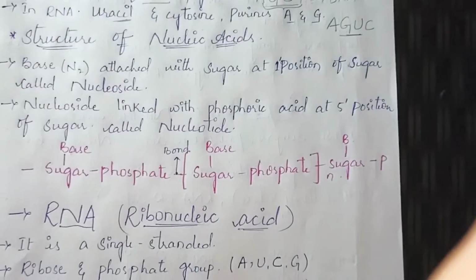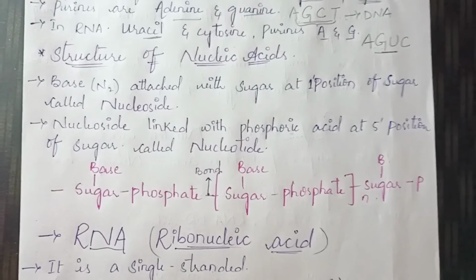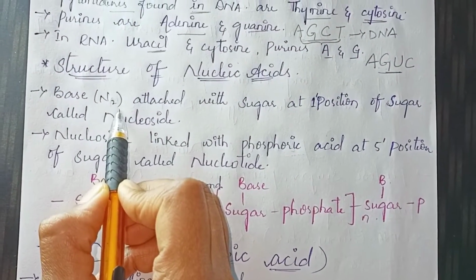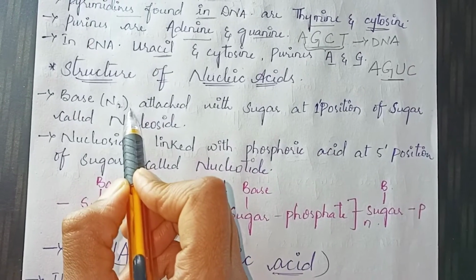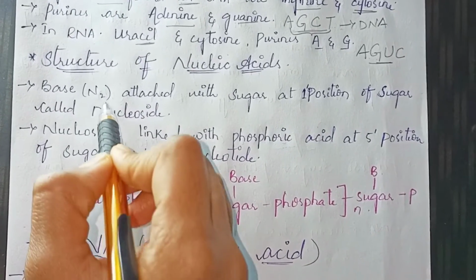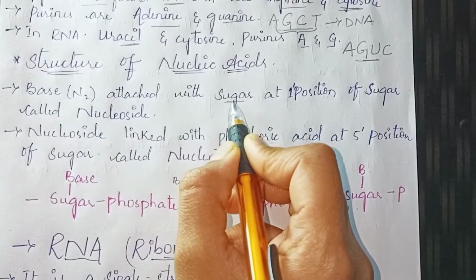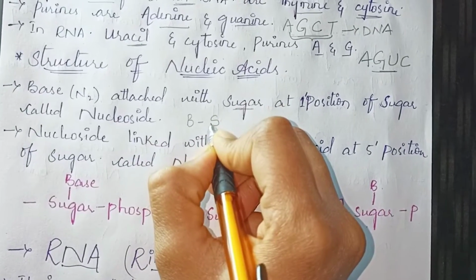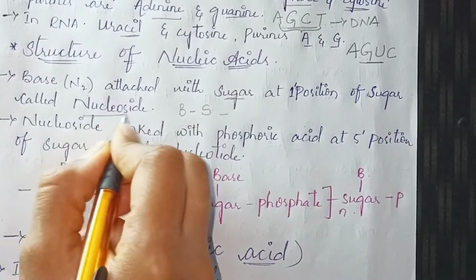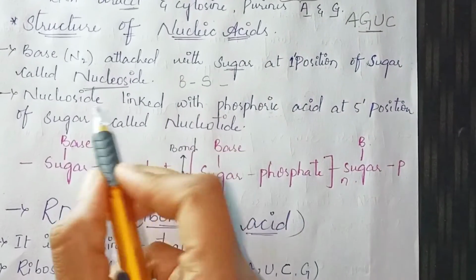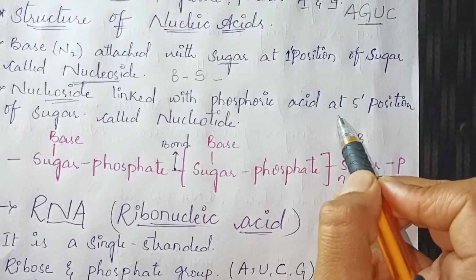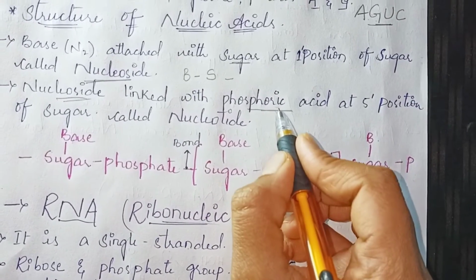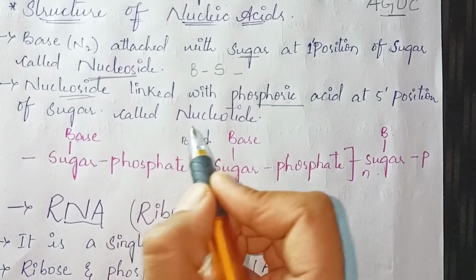The next one is the structure of nucleic acid. What will be the structure of nucleic acid? The nitrogenous bases are nothing but the purines and pyrimidines: adenine, guanine, cytosine and thymine. They are attached to the sugars, that is our pentose sugars. When bases are attached to the pentose sugar, they are called nucleosides. And when this nucleoside is linked with phosphoric acid, as I have said, phosphoric acid forms the linkage between the two.